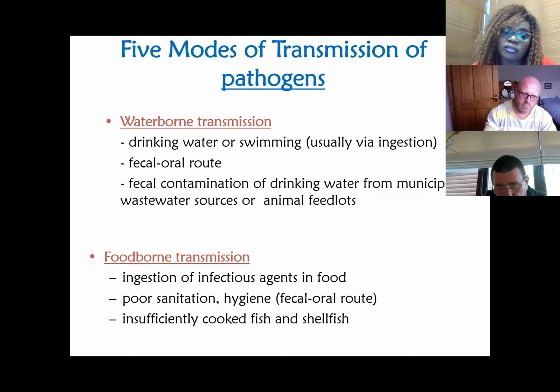Then we'll have the foodborne. So ingestion of the infectious agents. If you eat a food that is contaminated with the microorganism, you can have foodborne infection. Poor sanitation is another route. Hygiene is quite important, so good hygienic practices must be kept to in order to ensure that the food is safe. Another thing is insufficiently cooked fish and shellfish. And there are so many other reasons. We'll look at that later. This is just to give you an example of foodborne transmission.